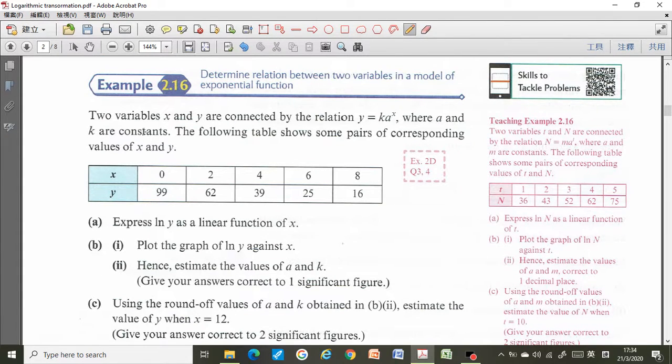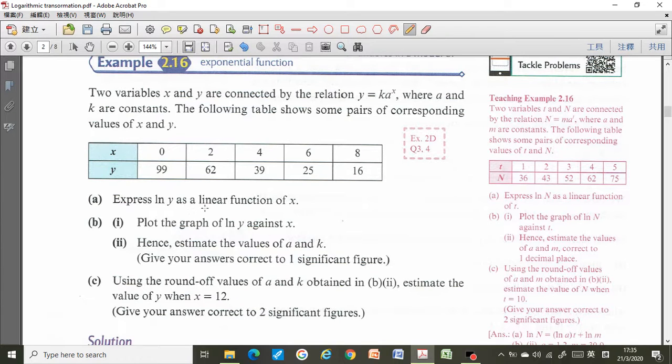In this example, 2 variables x and y are connected by the relation. It is an exponential type. So if you want to do this by plotting these 5 points on a graph, it is a curve. It is very difficult to fit a curve. So we try to make it a straight line by taking logarithm. And you see that all the values of x and y are positive, so taking logarithm is okay. For y you can take it. Now express log y as a linear function of x. You will find this one in your public examination. So I try this one for you.